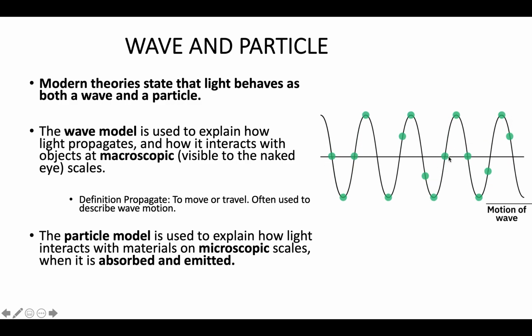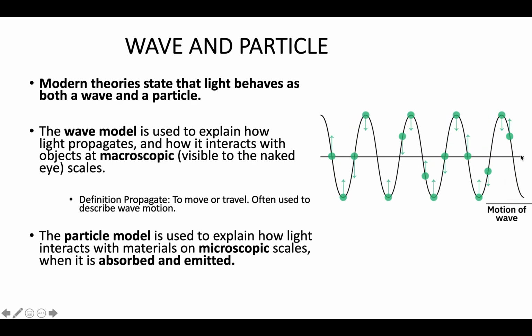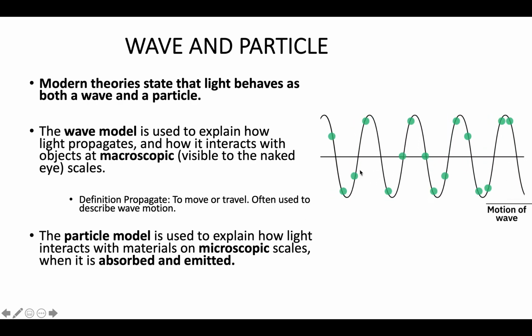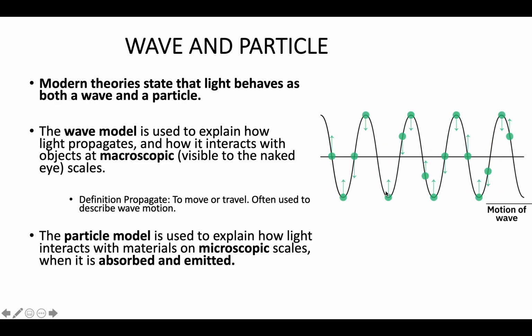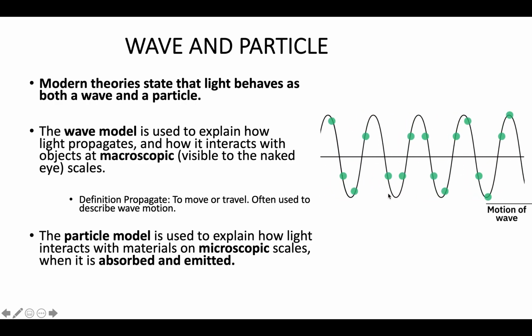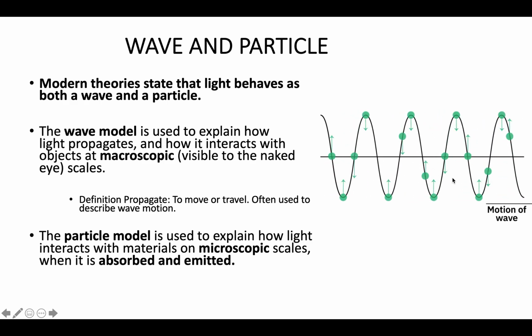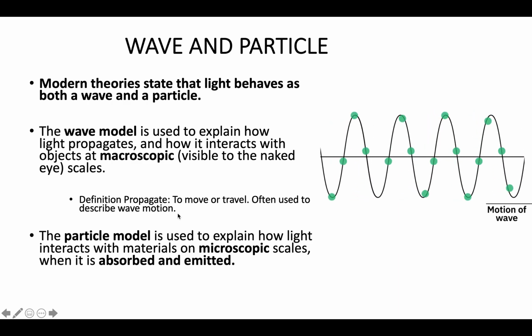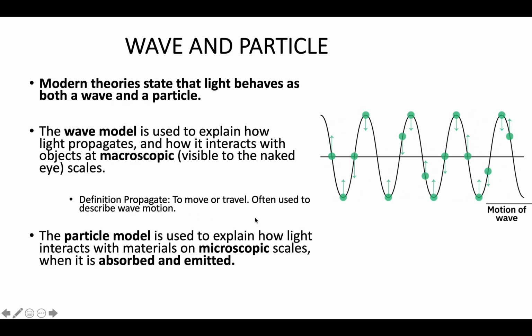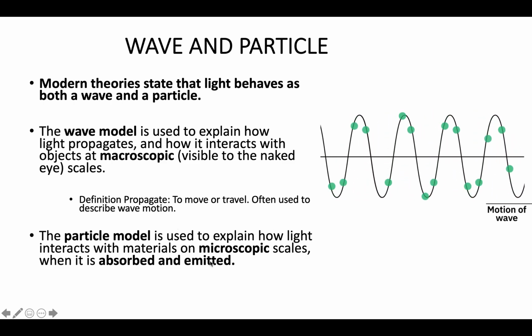As you can see, they're moving in one direction, and as they move, they are changing. Because they're changing, they form a sine wave format. That is how the waves propagate. Here we have a definition: propagation is basically to move or travel, often used to describe wave motion, as you can see in this diagram.